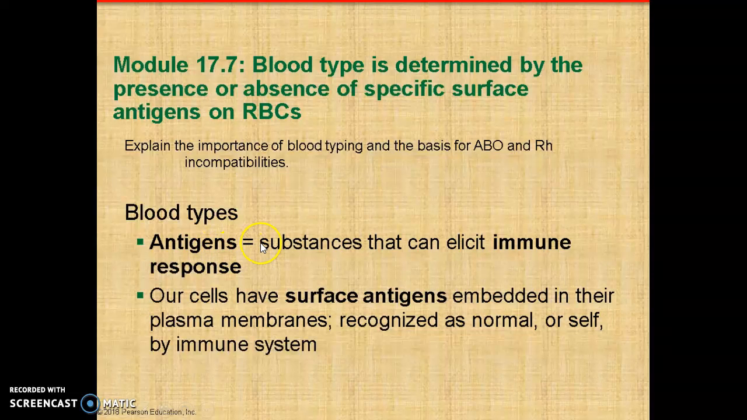Your blood type is determined by the presence or absence of specific surface antigens on red blood cells. An antigen, often a protein, is something that will provoke an immune response. And so our red blood cells have antigens, A antigen or B antigen, that determine our blood type.